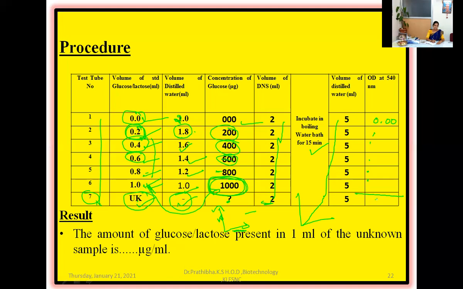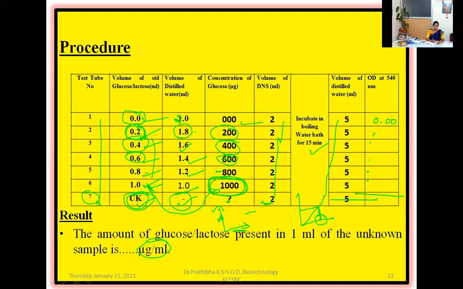Whatever the unknown OD you get, you need to check where this unknown will come. If the unknown OD is here, then put the dotted lines. Wherever the dotted line touches the standard curve, draw the dotted line perpendicular to the x-axis, and this is the amount of glucose present in that particular unknown sample. To write the result, the amount of glucose or lactose present in 1 ml of the unknown sample is this much microgram per ml. That you need to calculate.